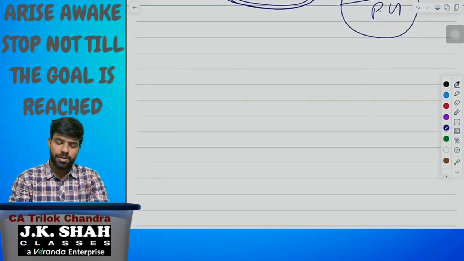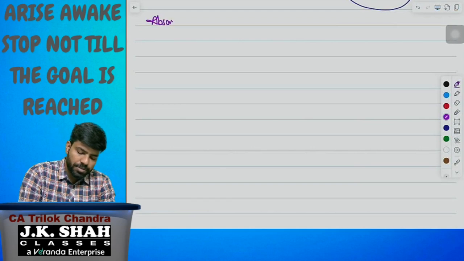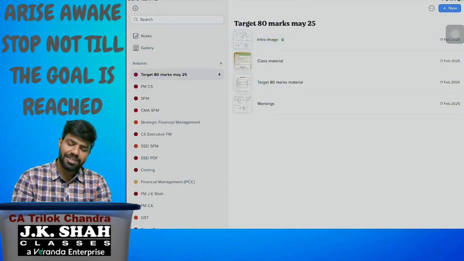Okay, now the first discussion is the absorption process. In the absorption process, there are three steps.